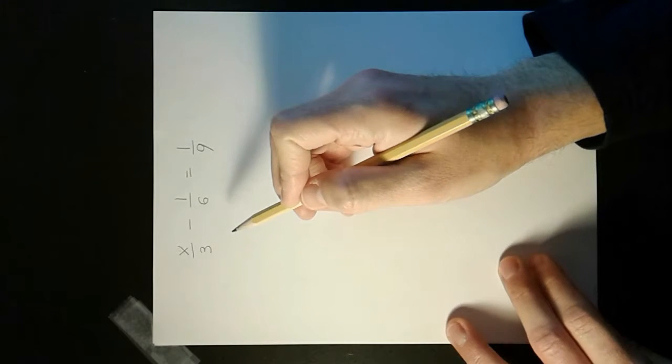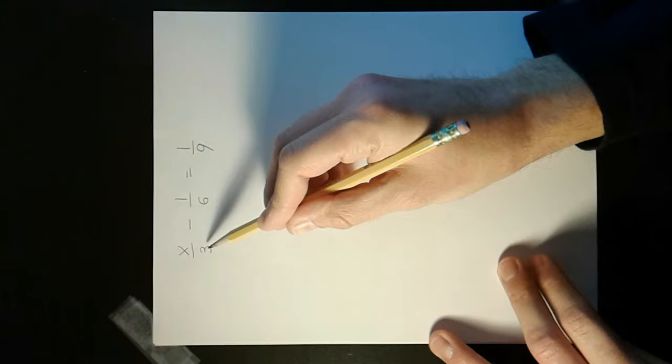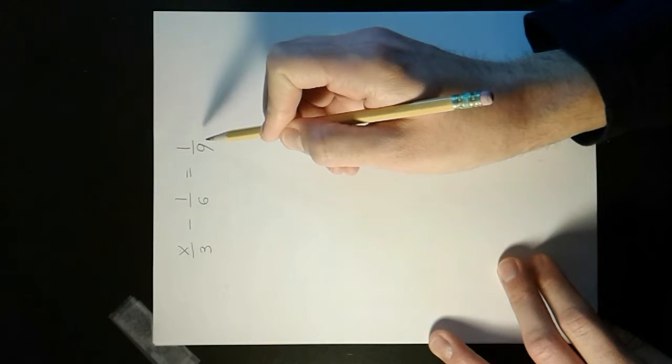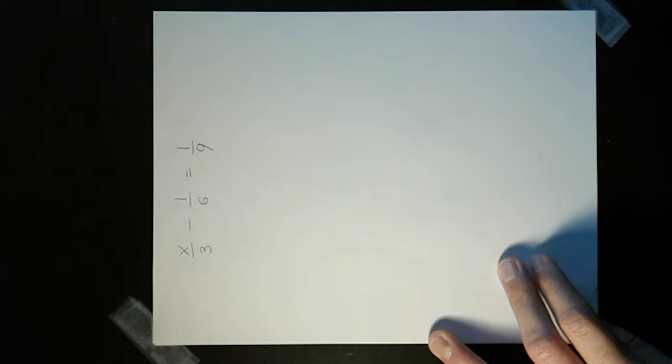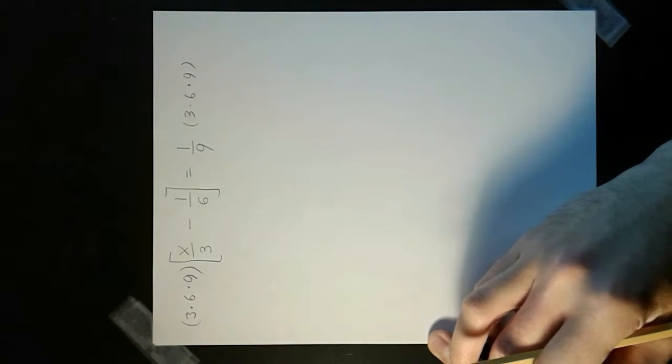Now, a simple way to solve this is to find a common denominator for these three terms. And one way to do that is to simply multiply the three denominators together. Now it's a matter of distribution.